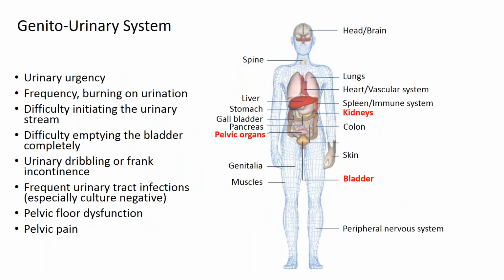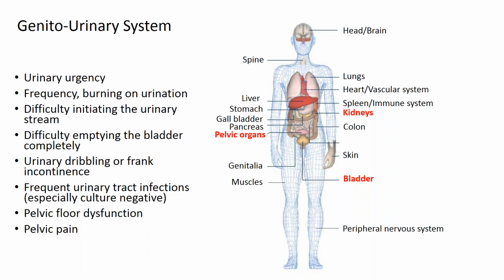Now, in the genitourinary system, people may report urinary urgency. They may have frequency or burning on urination, difficulty initiating the urinary stream. Some people say they have a lot of trouble emptying the bladder completely. They'll pee and then they feel like they still have to pee. They may have urinary dribbling or frank incontinence.